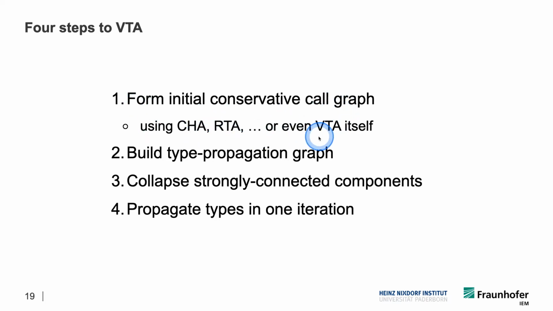Then once you have your call graph, like I said, you build this type propagation graph. Then we're actually also collapsing strongly connected components. I'll still be showing you an example of this. And then you're propagating types in a single iteration. So that actually makes VTA also relatively fast.